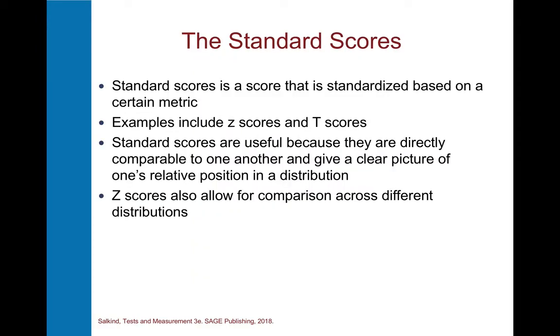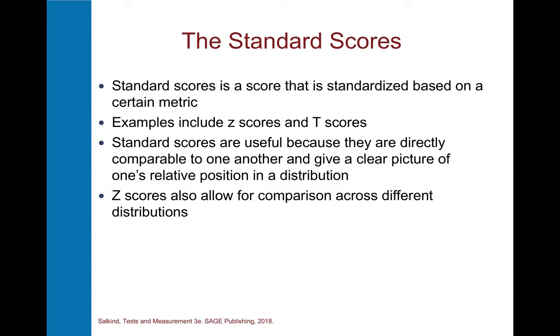Our next type of normative score involves those that are often referred to as standard scores. A standard score is one that is standardized based on a certain metric. In the case of z-scores and t-scores, and this is important for you to note, the metric is the standard deviation, which when we look at the formula, that's going to make a lot of sense.